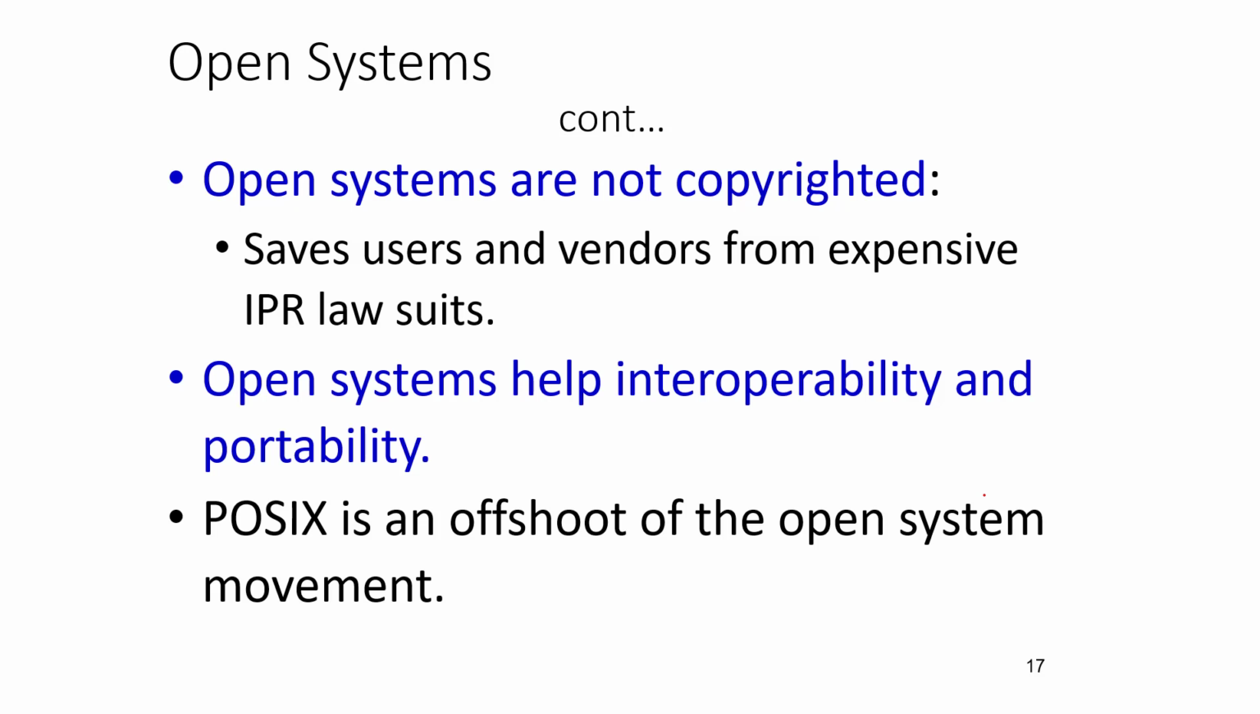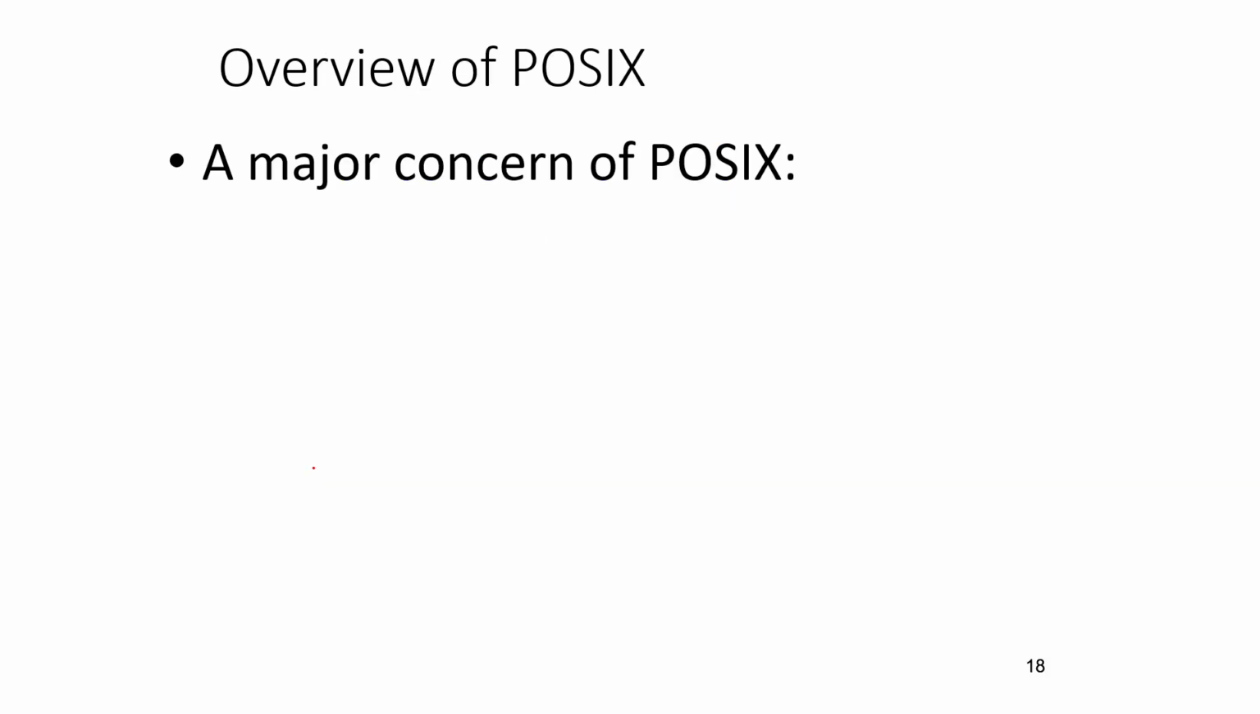So open systems and standards are not copyrighted. Which means that you can use Linux and Unix in your work, and it saves users and vendors from very expensive lawsuits. That is one. There is a degree of interoperability and portability, which is very important in a modern world where you have so many hardware and software vendors. So from that open system movement, the POSIX standards, they were an offshoot.